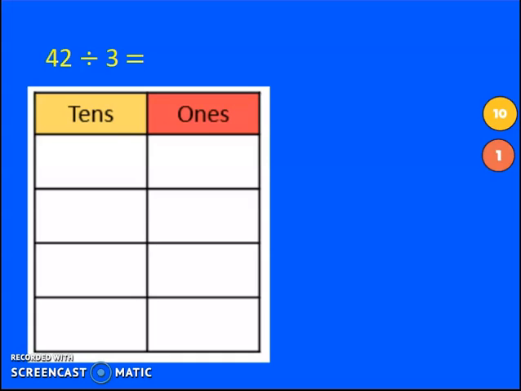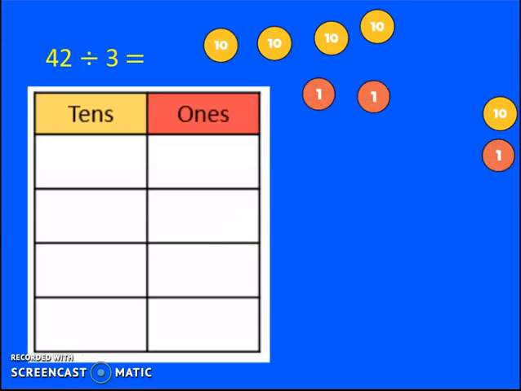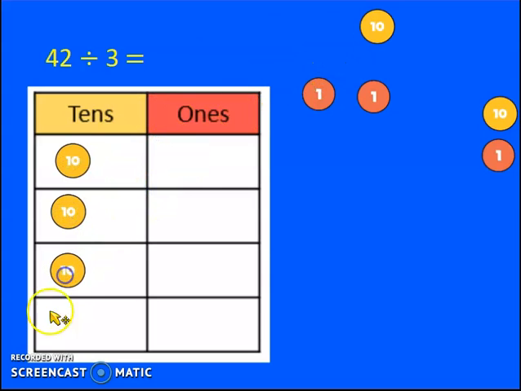Welcome back, everybody. So first of all, we need to figure out 42 divided by 3. So let's make our 42. 4 tens, 2 ones. And we are dividing it by 3. So 1, 2, 3. We won't use that one because that will be dividing by 4. And we have a 10 left over that we cannot put in any of those.